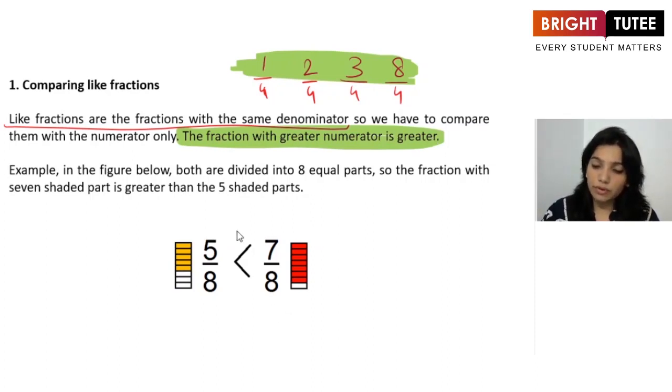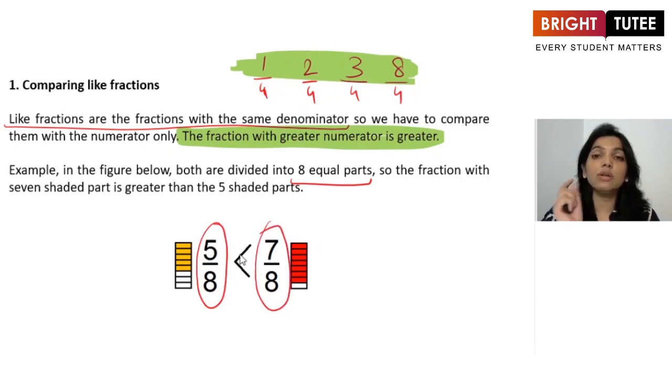Here we are given a figure. We are given that both these particular images that you see, they are divided into 8 equal parts. So these small boxes that you see, they are basically 8 equal parts. So the fraction with 7 shaded parts is greater than the 5 shaded part. Is that right? So here we were comparing 5 over 8 and 7 over 8.